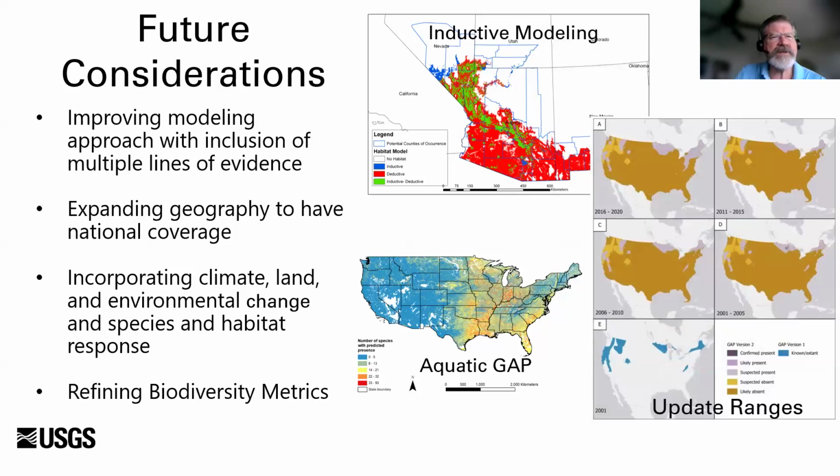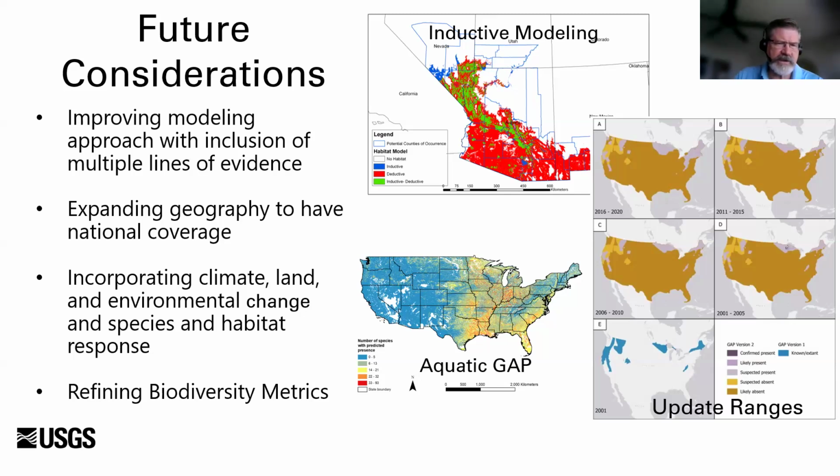And just wrapping this up, where the future is headed for us is we are really looking at that inductive modeling to see how we can bring in different lines of evidence to better the models that we have. So that's a future goal. We're expanding our geography to cover the entire nation, which means Alaska, Hawaii, Puerto Rico, the Virgin Islands, Guam, and the Northern Marianas Islands. So we want to fill out the entire national picture by including those geographies.